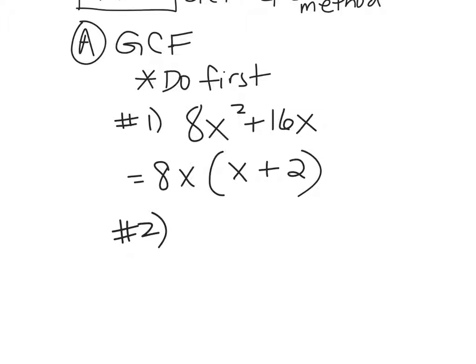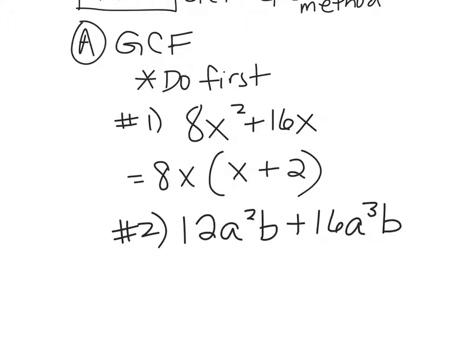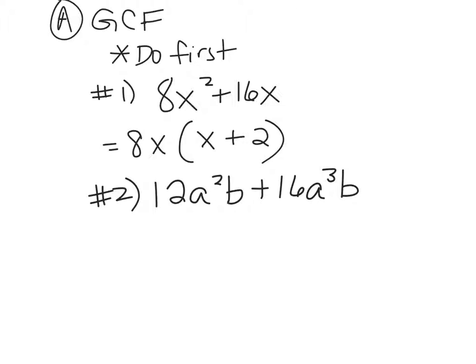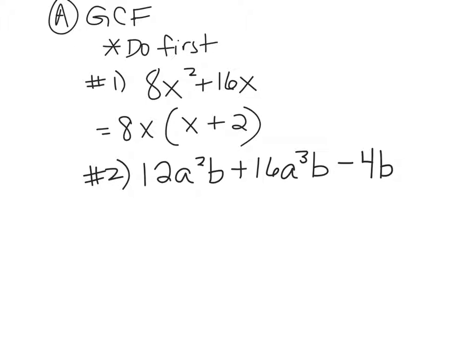So let's do another one, number 2. Let's go with 12a squared b plus 16a cubed b minus 4b. Whew, that's a good one. All right, so now this one has 3 terms. So we need to look at all 3 terms and say what factors of all 3 of them they share. So first start with the number. I've got 12, 16, and 4. So what can I factor out?